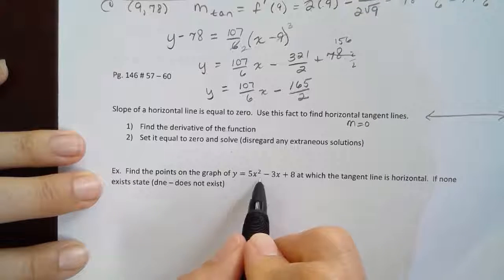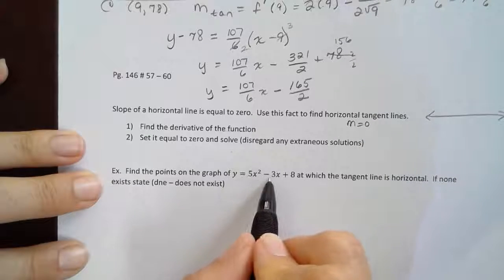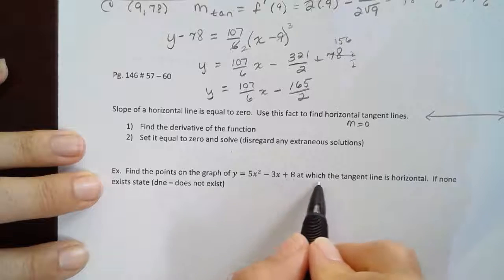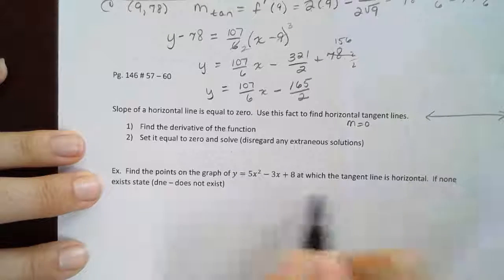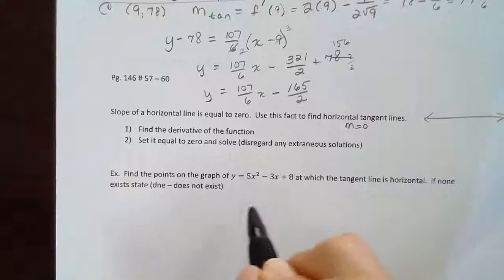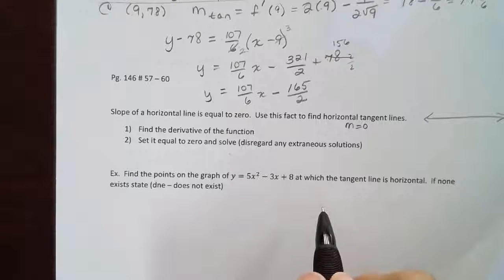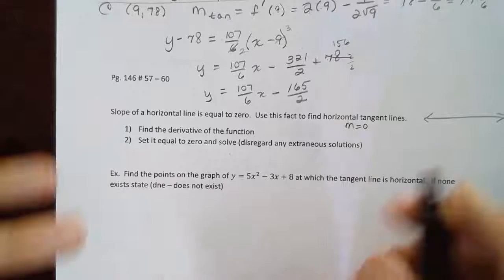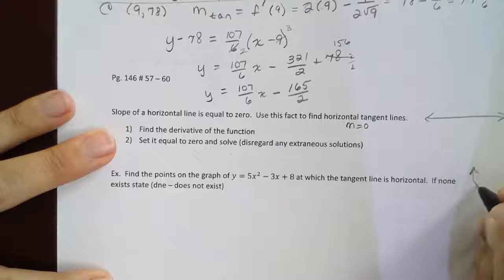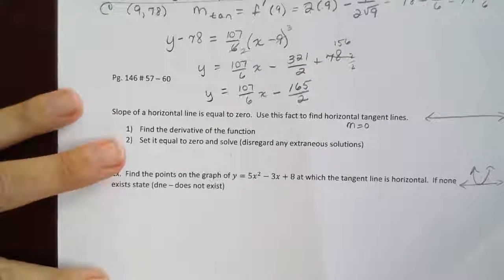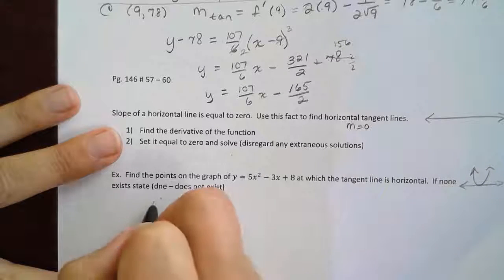So find the points of the graph y is equal to 5x squared minus 3x plus 8, at which the tangent line is horizontal. If none exists, state that. So 5x squared minus 3x plus 8, we know the graph of that is a parabola, and there should be one horizontal line there. It has that peak, or that bottom, or that top, where it does this. That should be the only place where your tangent line is horizontal. So let's go ahead and do the derivative, see if we can find out where that happens.